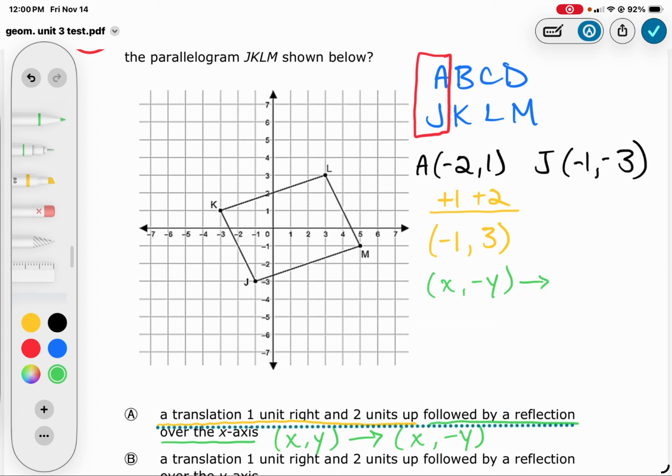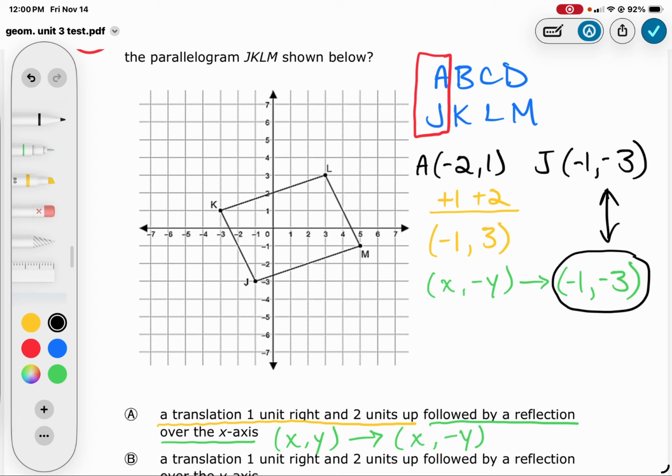So the x value -1 stays as -1, and the y value 3 changes to its opposite, which makes it -3. Now, as we see here, that gives us exactly what J is, which is -1, -3. So that right there, ladies and gentlemen, would be our actual answer. We don't even have to try out the other ones. We've already performed the transformations correctly in the order they said. And starting with A, when you perform those transformations, it ends with J.